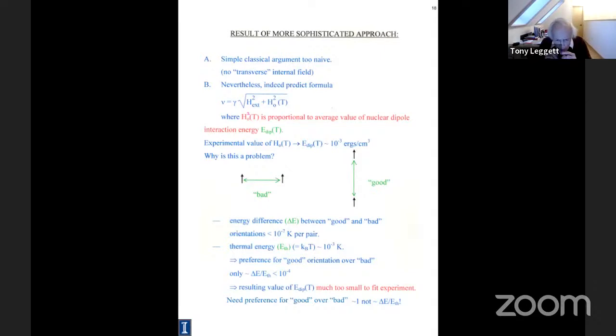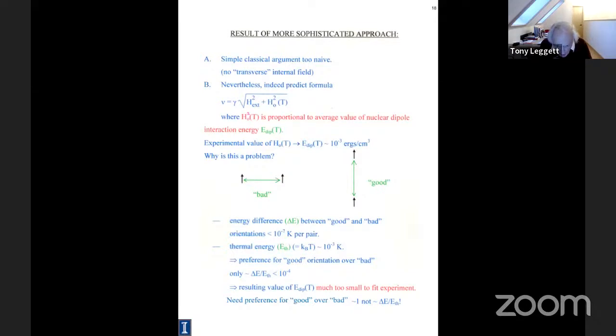The nuclear dipole, two small nuclei interact like two little magnets, just like two magnets in the laboratory. If you take two magnets in the lab and they're magnetized parallel, you try to put them side by side, they don't like it. They much prefer to go into the good orientation, the one on the right, where they're end to end. But the energy difference between the good and bad orientations in the case of the helium-3 nuclei is something like 10 to the minus 7 degrees Kelvin per pair.